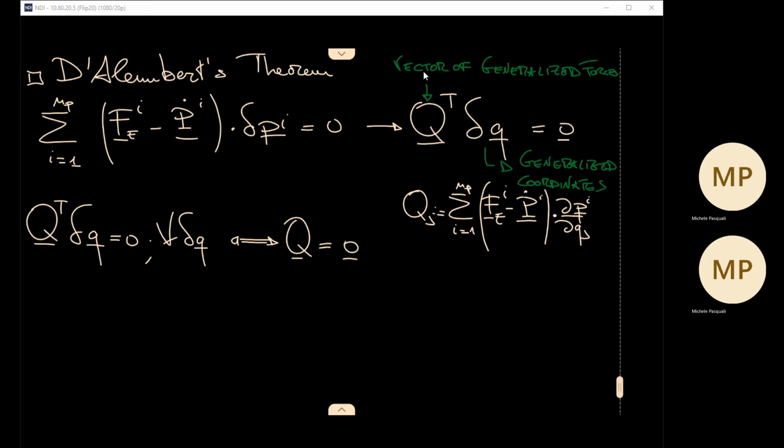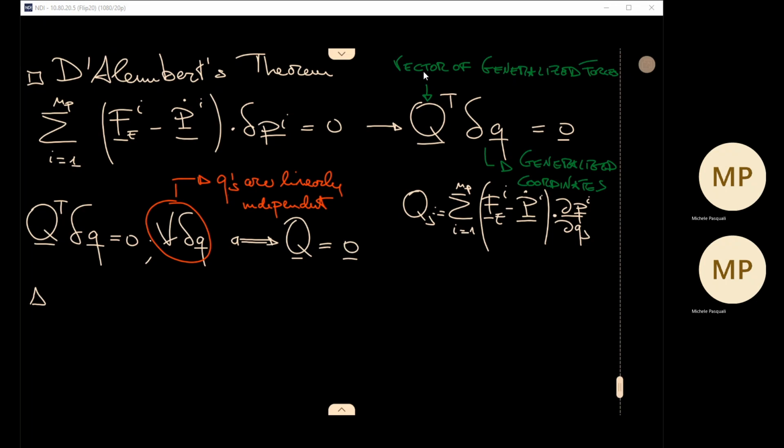We can say that this condition here implies, or is equivalent, if you want, to the fact that the Qs are linearly independent. Let's write it like this: the Qs are linearly independent. Let's see what this means. Okay, and so let's make an example out of this.